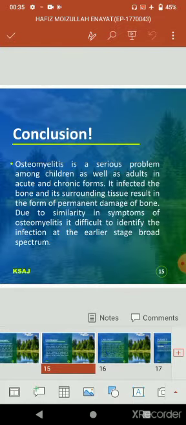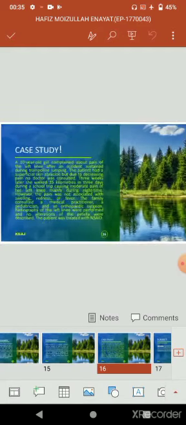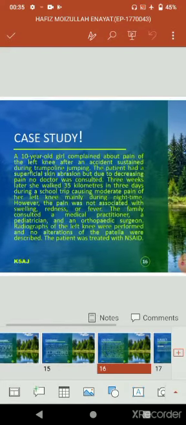Now there is the conclusion: management of chronic osteomyelitis is a challenge for treating orthopedicians. Appropriate surgical interventions and suitable antibiotics for prolonged periods are required. Inadequate treatment is fraught with the danger of complications. Now we are going towards the case study.